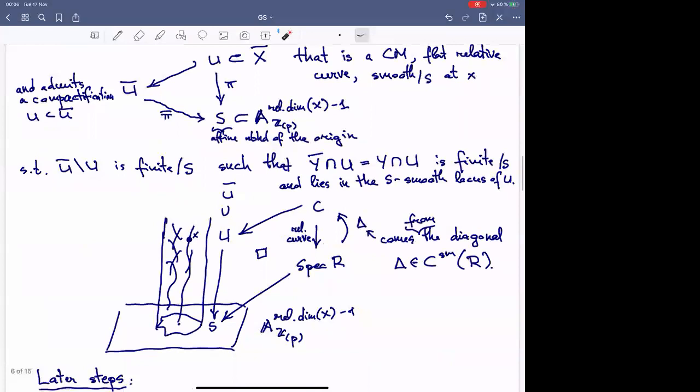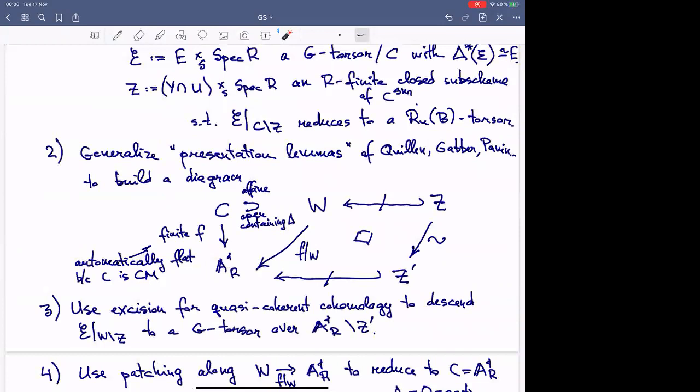And there is a finite map F from C to a relatively affine line. So is it something, sorry about my commutative algebra, but is it something common? Already very old, that such a map, if C is Cohen-Macaulay, then such a map is necessarily flat.